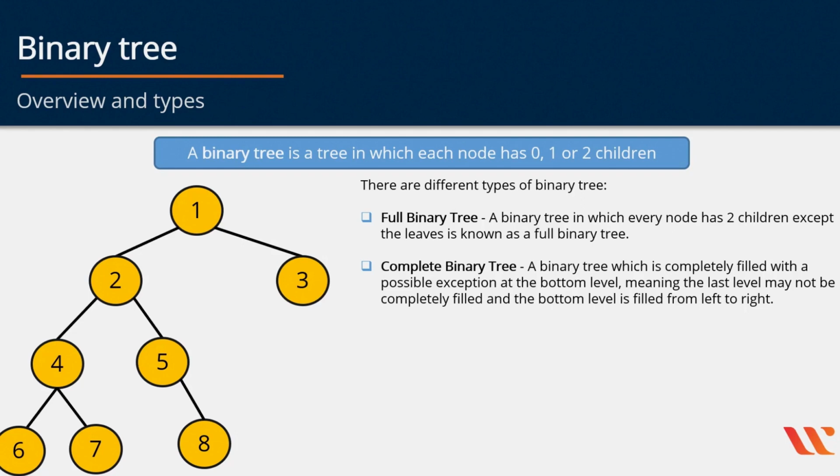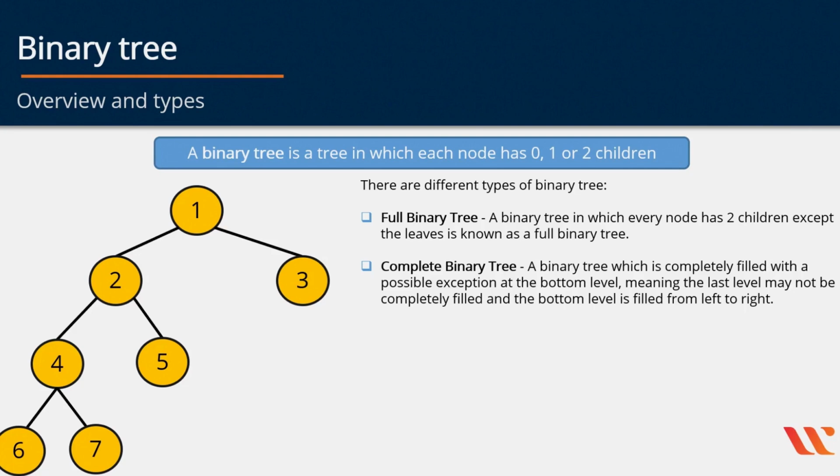What do you think should happen so we can transform it to a full binary tree? The quickest solution here would be to remove the node with number 8. That will leave us with a full binary tree. Now all the nodes except the leaves have 2 children.